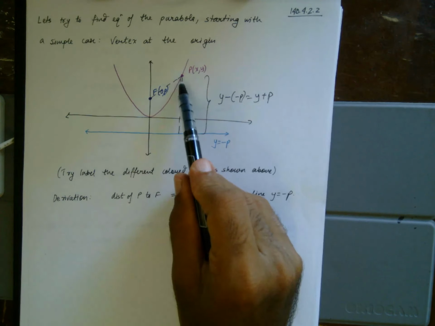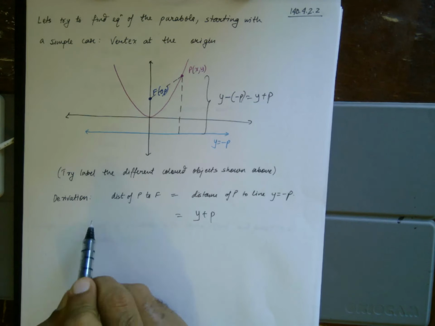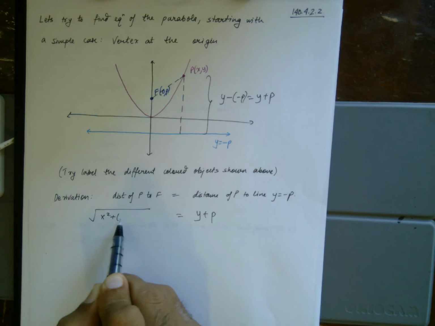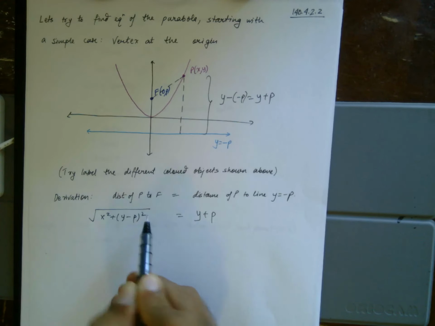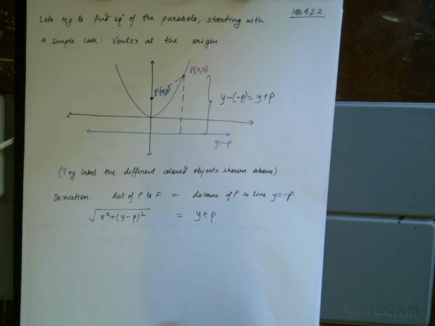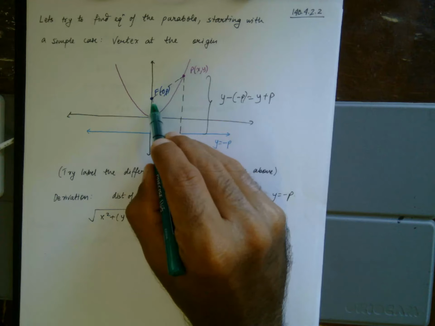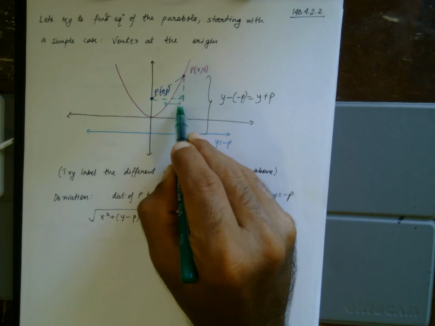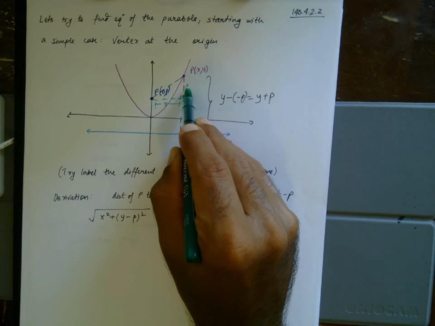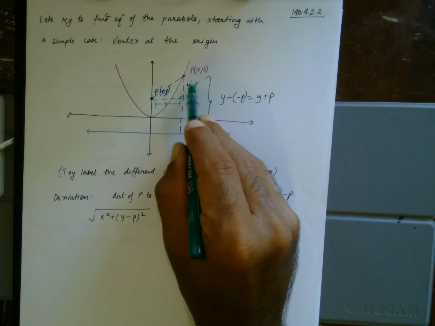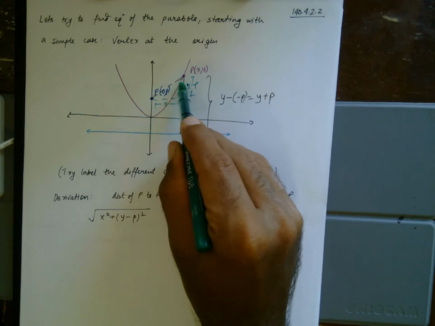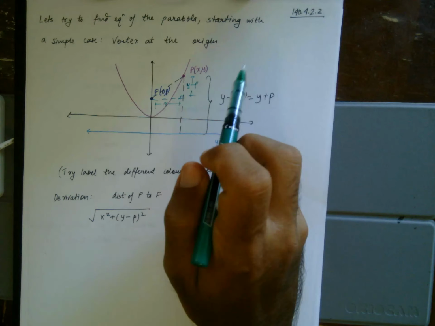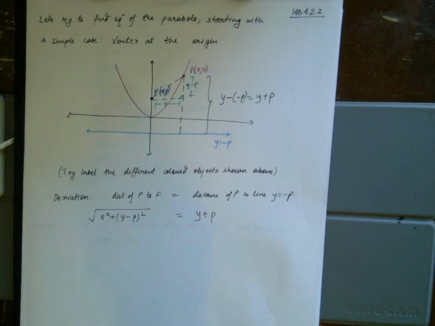The distance of P to F, we use the distance formula, which gives me the square root of x squared plus y minus p squared. And we get that by constructing a right triangle here. This is x, this is y minus p. So this distance is going to be, by Pythagoras, x squared plus y minus p squared. And now we solve this.